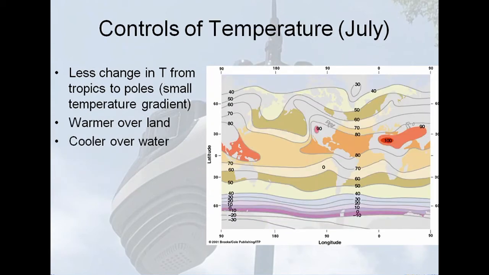All right, in July, there's less change in temperature from the tropics to the poles, a small temperature gradient. Like I said, look at the isotherms, how far apart they are. Over the United States, you have ridging over the west coast, really not much change over the east coast, and a slight troughing over the Atlantic, but warmer over land.